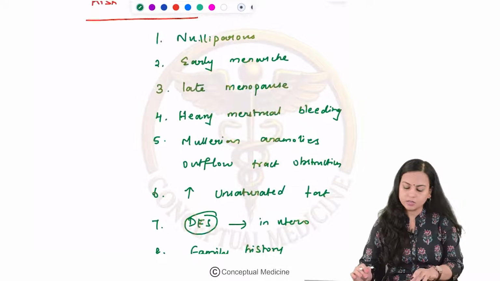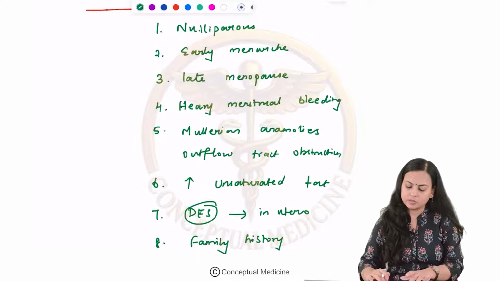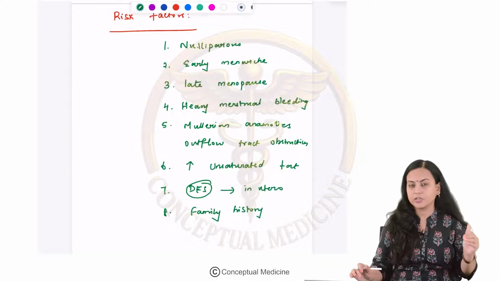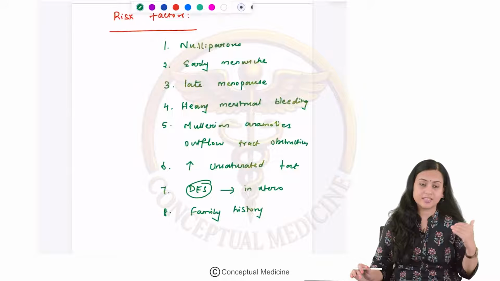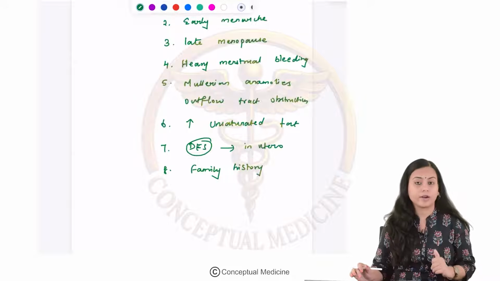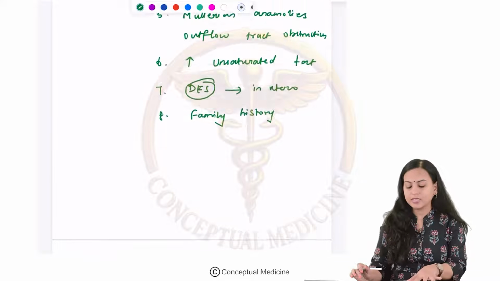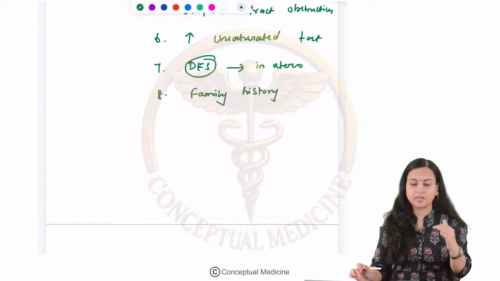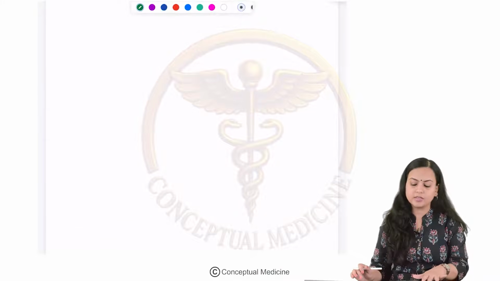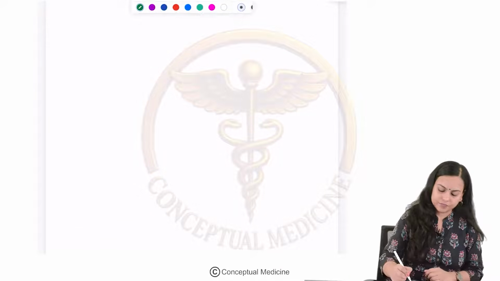Okay, so these are all the causes that can lead to endometriosis in a woman. If she is nulliparous, she has an early menarche and late menopause, there is heavy menstrual bleeding. Mullerian anomalies are there which will include your outflow tract obstruction. There is increased consumption of unsaturated fat, there is exposure to diethylstilbestrol in utero, and finally when there is a family history, right? Yes.